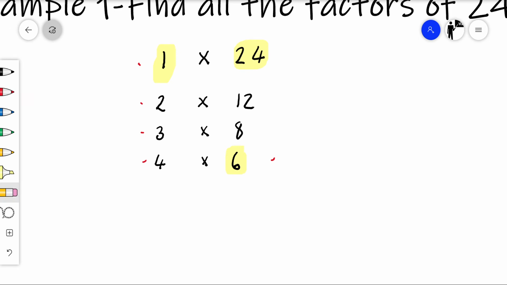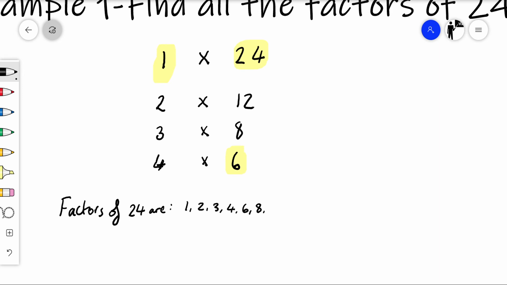Okay, so what we can now say is this is not an answer. You have not written down an answer here. This is just some working. To write down the answer, we write it as a list. Factors of 24 are, and we write it from smallest to biggest. So 1, 2, 3, 4, 6, 8, 12, and 24.